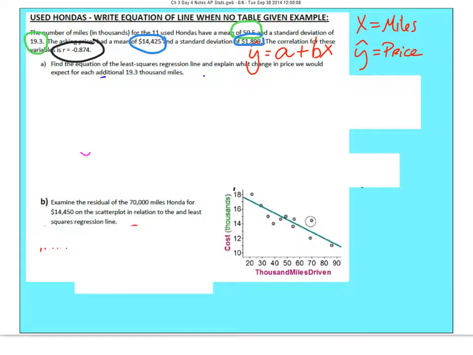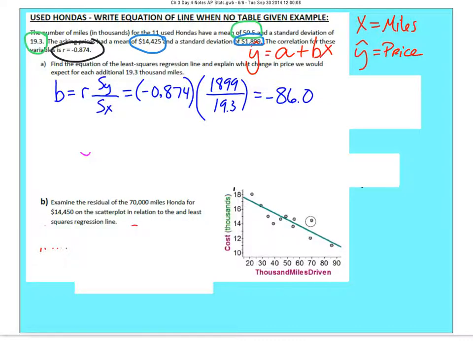So to find the equation, if they don't give us the raw data itself, we can use this formula. We need to find a and b. I'm first going to start off by finding b. Remember, b is the slope, so I need the correlation times the standard deviation of y over x. I just use these values, plug them into the formula, and that gives us a final number of negative 0.86, which is our slope. So then we can write part of our equation so far.